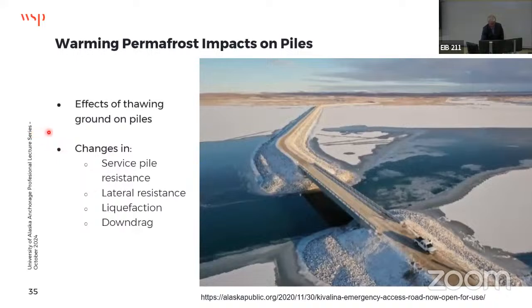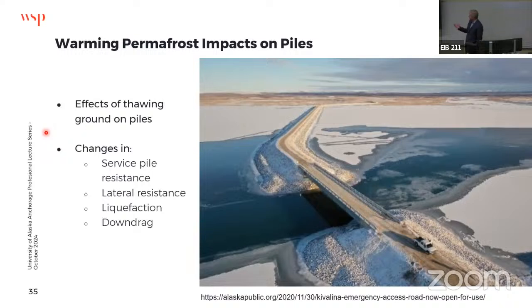So what can we do? This is the Kivalina Bridge, and this was happening at the same time I was doing that other study. And at the Kivalina Bridge, basically we had highly saline soils with a lower freezing point, and we were looking at what was going to happen, from a climate change perspective, over the next 75 years for this bridge, right?